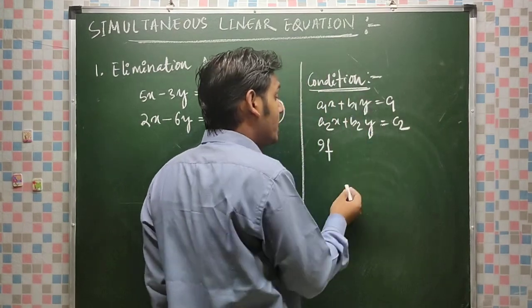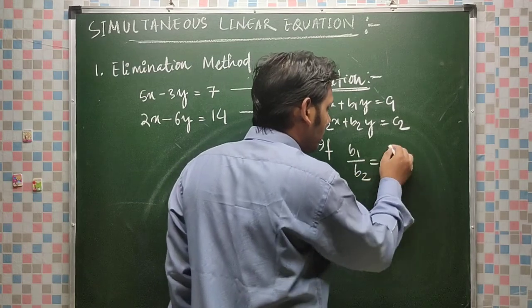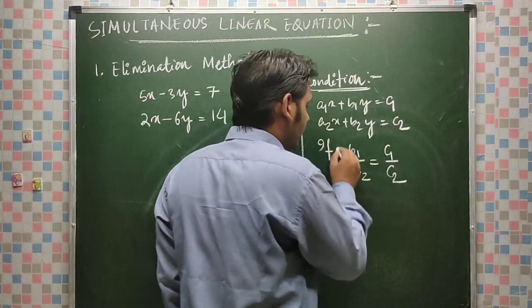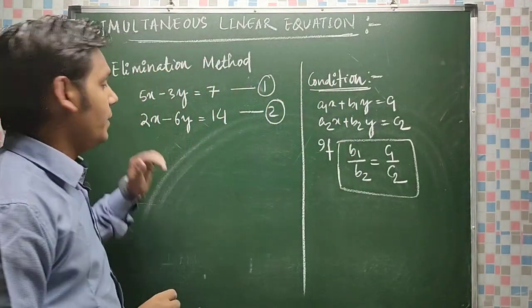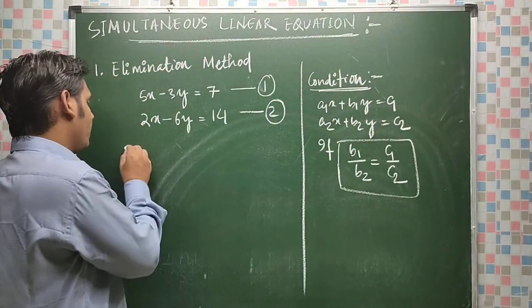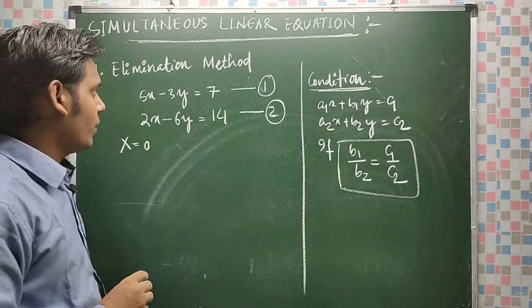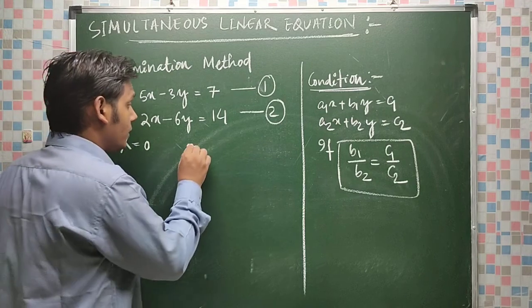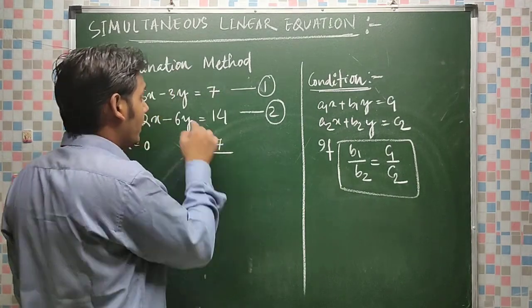If the ratio of the coefficients of y is equal to the ratio of the constants, then what you have to do is make x equal to 0. That means from the first equation, x is 0. Now y is equal to the constant term divided by the coefficient.